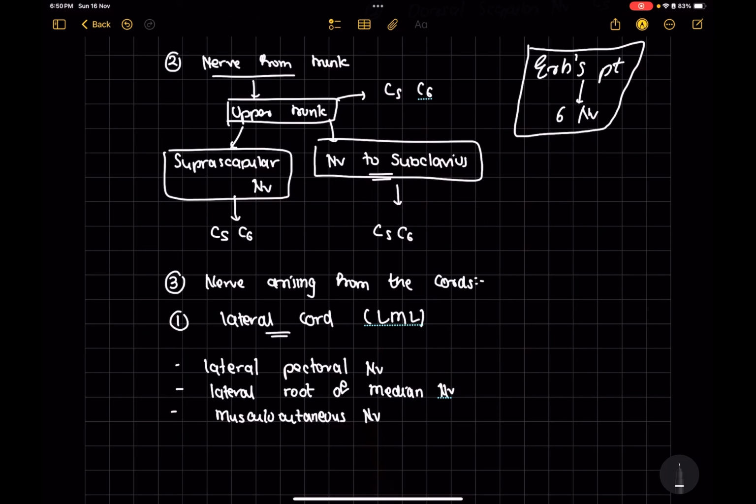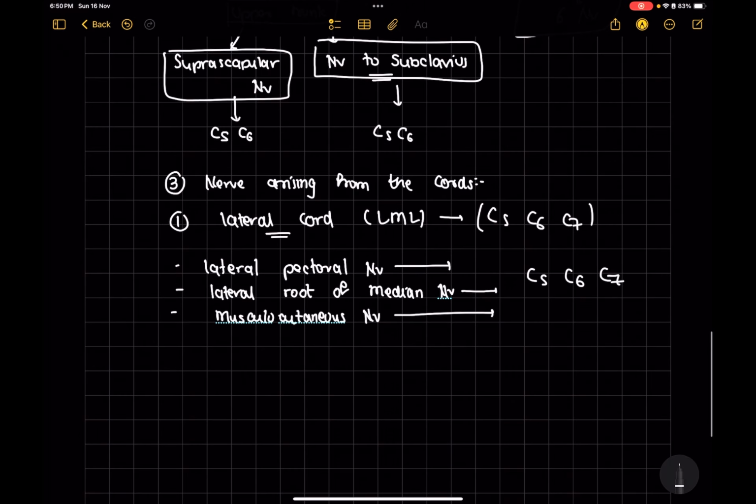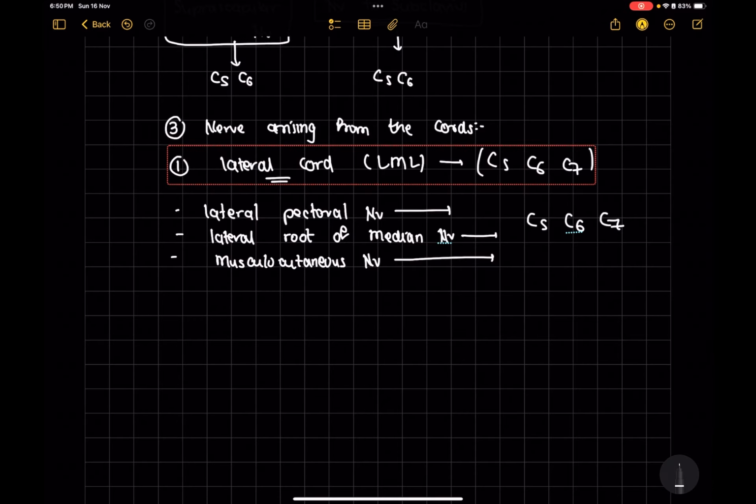Now one might ask what are the root values of these three nerves, but we know that a lateral cord arises from C5, C6, C7. How do we know this? Because we know that lateral cord arises from the anterior division of upper trunk and middle trunk. If we know that, then we know that these three nerves of the lateral cord also arise from this nerve root only, that is C5, C6 and C7. Okay, easy.